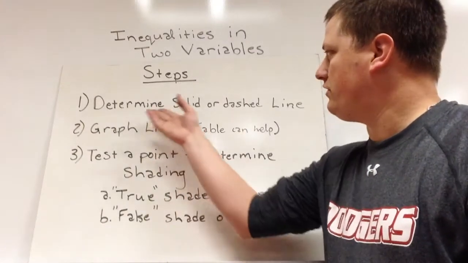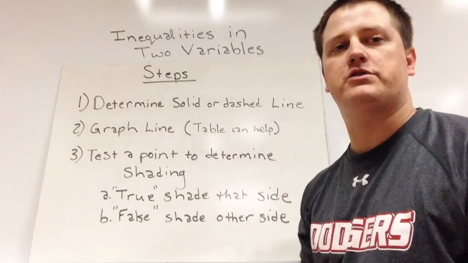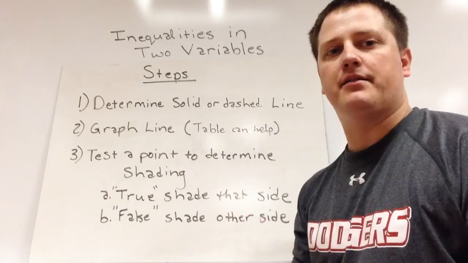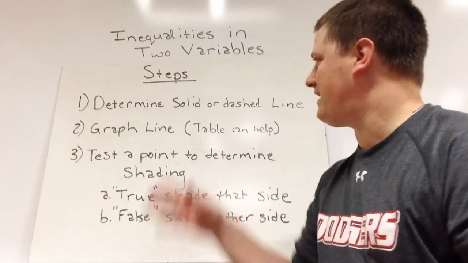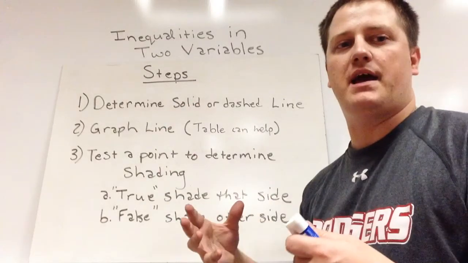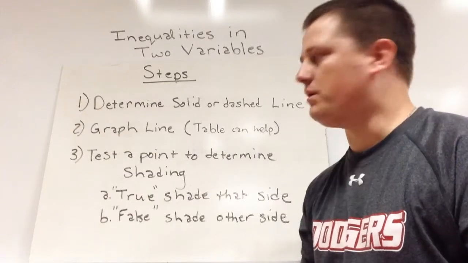But the first thing is to determine a solid or dashed line. This is the same thing as an open or closed circle. An open circle would be less than or greater than symbols. Well, that's the same as a dashed line. A solid line is the same as a closed circle, so less than or equal, greater than or equal.